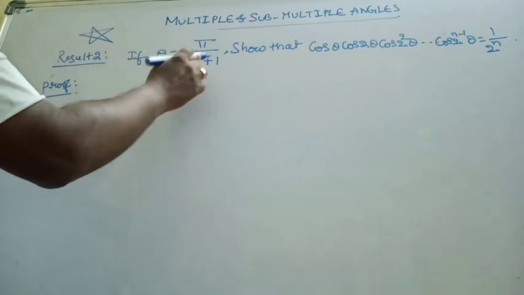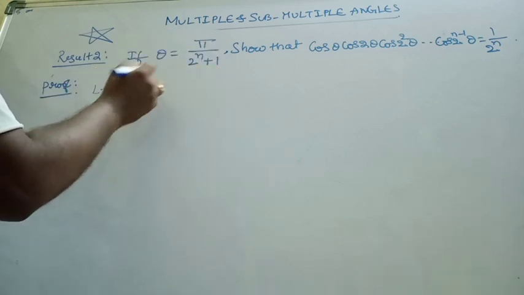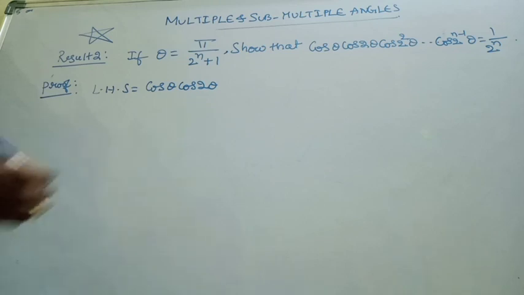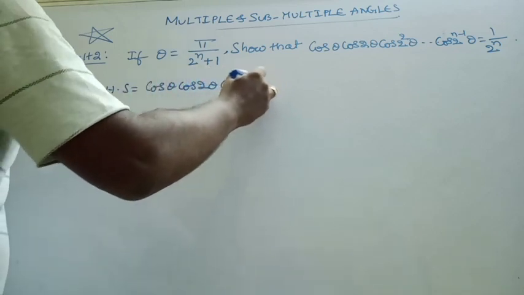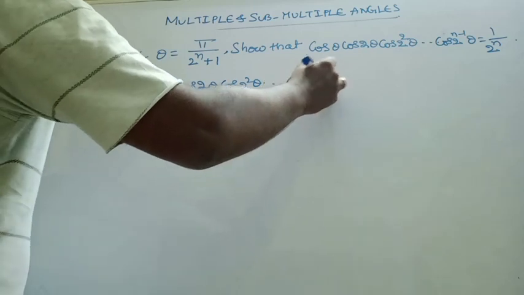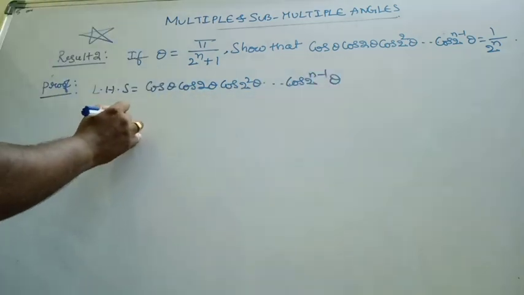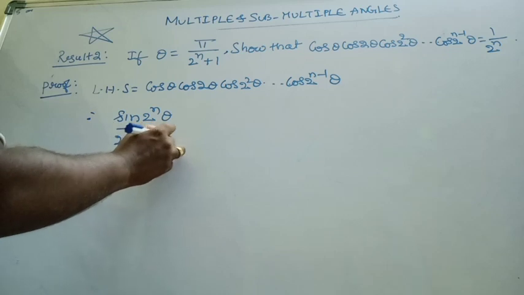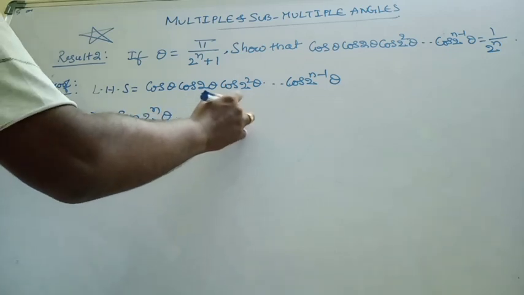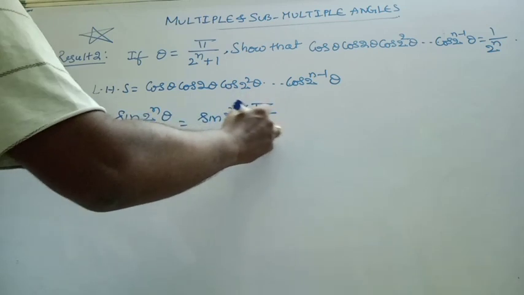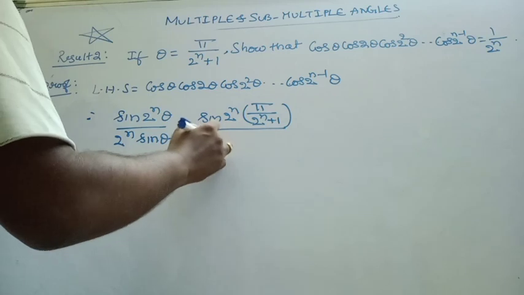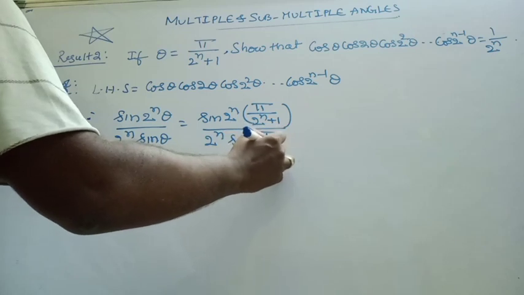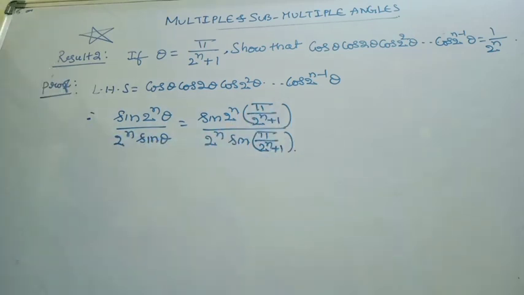You see, my dear students, they have given theta like this, on the left hand side part. We know that cos theta into cos 2 theta, we proved in the first result, cos 2² theta, and so on up to cos 2^(n-1) theta, is equal to sin 2^n theta by 2^n sin theta. Now this is sin 2^n theta. Theta is nothing but π by 2^(n+1), the whole thing divided by 2^n into sin theta. Theta is nothing but π by 2^(n+1) here. This is what we are having here.